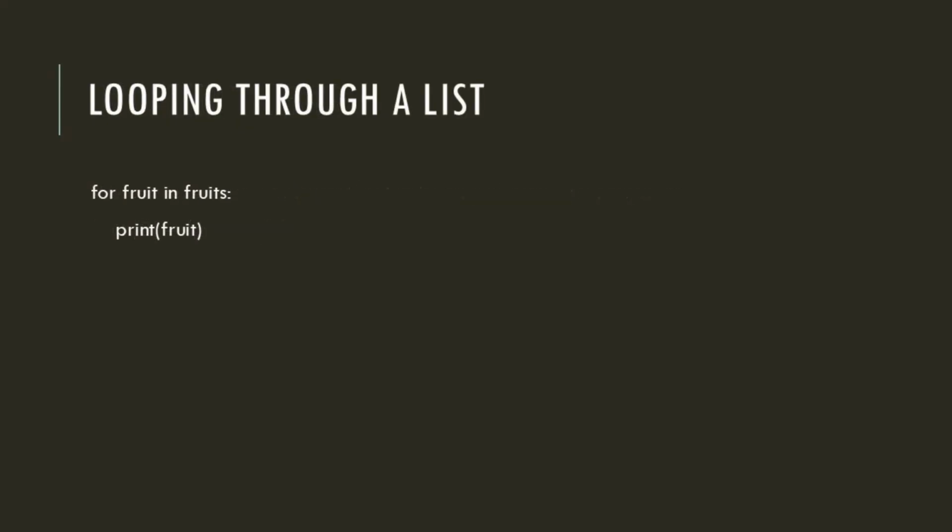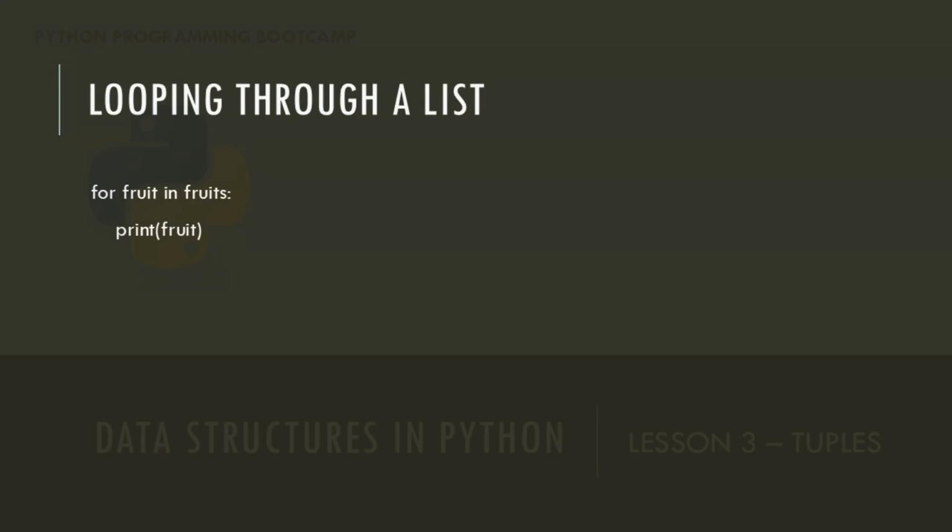Looping through a list. For fruit in fruits, print fruit. This will loop through the list and will print all the fruits present in the list. Lists are extremely flexible and used everywhere in Python.